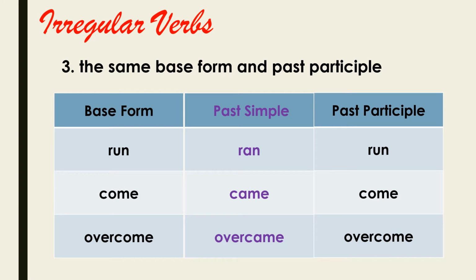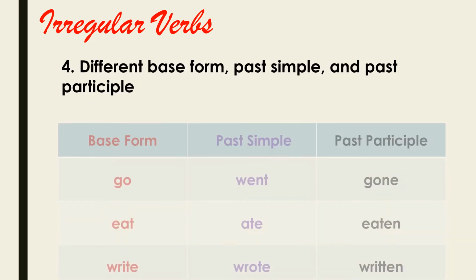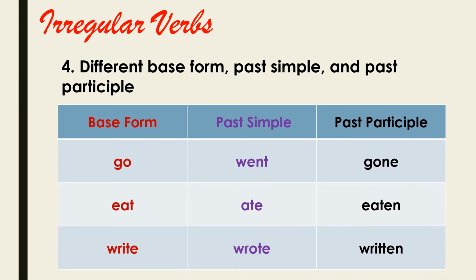to their base form. Here is the last category of irregular verbs, those whose base form, past simple, and past participle are different. Here are some examples. Please join me in reading. Go, went, gone. Eat, ate, eaten. Write, wrote, written.